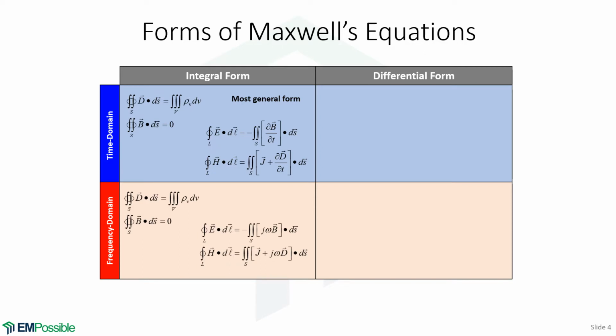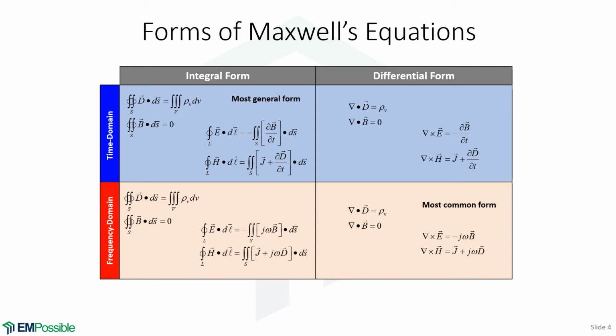We can Fourier transform these equations and jump to the frequency domain form. When we do this, however, we lose the transient time domain sort of information that we had in the time domain form. We can also write these in differential form. Immediately, we can see that these are simpler equations. And we'll end with Maxwell's equations in the frequency domain differential form. And in my opinion, these are by far the most common way that Maxwell's equations are presented, and they're the easiest to work with.